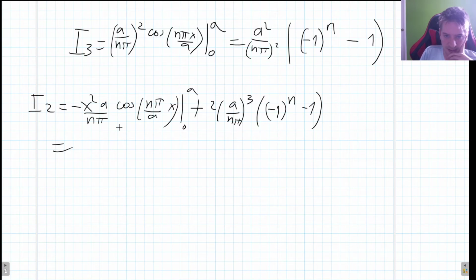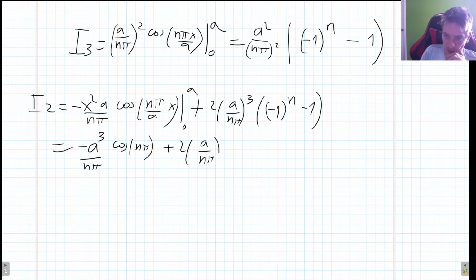So when we evaluate it at a, we get minus a cubed divided by n pi cosine of n pi. And when we evaluate it at 0, it's going to be 0 because of this x squared right here, which is just going to be 0. So then we have this other term, which is just 2a divided by n pi cubed times minus 1 to the nth power minus 1. There we go. So now we can factor out this a cubed, but we don't really have to be factoring out that thing. What we have to do though is this cosine of n pi is just minus 1 to the nth power.